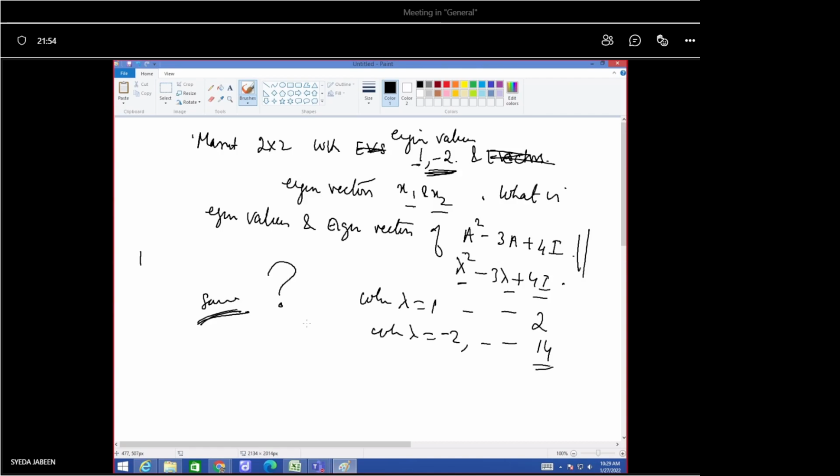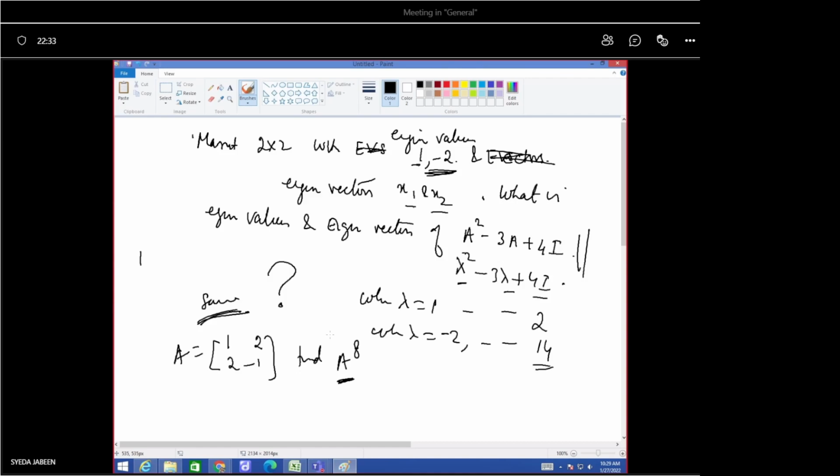Okay, now let us take one example. A small one. You are given the matrix 1, 2, 2, minus 1. Find A to the power 8. If you multiply this 8 times, it will be really very difficult. So what is the shortcut method? Cayley-Hamilton theorem. Yes, you apply that theorem.